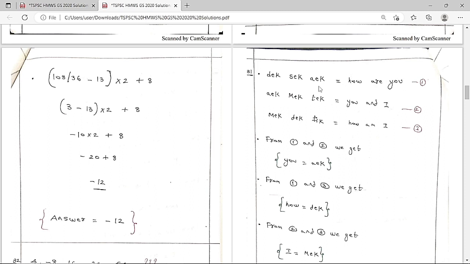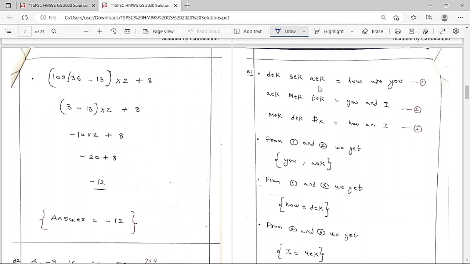Basically, from equations 1 and 2, we can see clearly which is common. Here dek is there, here dek is not there. Here sek is there, here sek is not there.